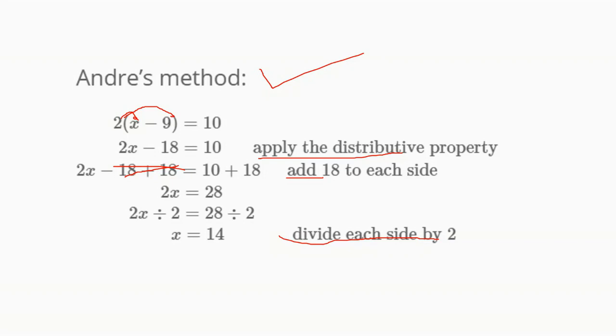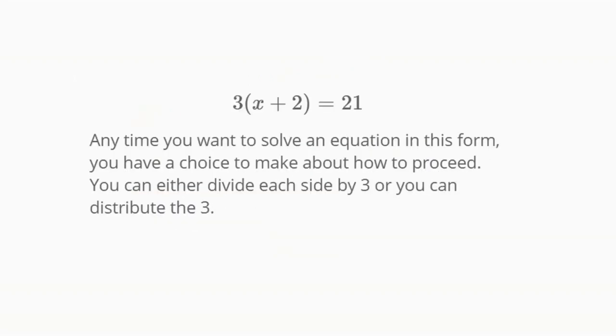Okay, here we go. So with this problem, 3 times x plus 2 equals 21. So anytime you want to solve an equation in this form, you have a choice to make about how to proceed. You can either divide each side by 3 or you can distribute the 3. So I'm going to let you guys pause the video and take a moment and decide what you're going to do. Either you're going to distribute or divide. And I want you to share your answers with your teacher. Okay? Ready, set, go.